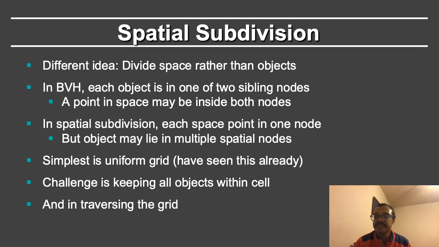In spatial subdivision, each space point is in exactly one node. You're subdividing space, but the object itself may lie in multiple spatial nodes. You've already seen an example of this in terms of the uniform grid, where the challenge was keeping all of the objects within a single grid cell and in being able to traverse the grid properly.